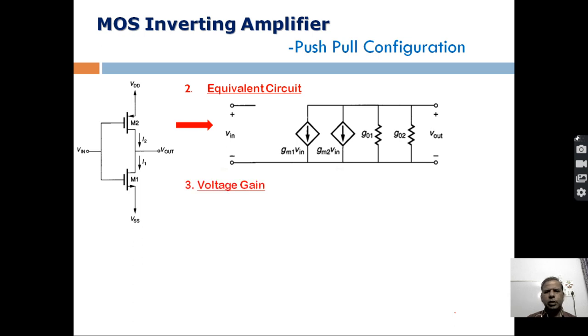First we will discuss the voltage gain, and we know the voltage gain is given by this. The voltage gain is the ratio of output voltage to input voltage, and most of the time it is written like this: minus Gm into R out. Gm is the transconductance of the amplifying device and R out is the net resistance between the output terminal and ground, right?